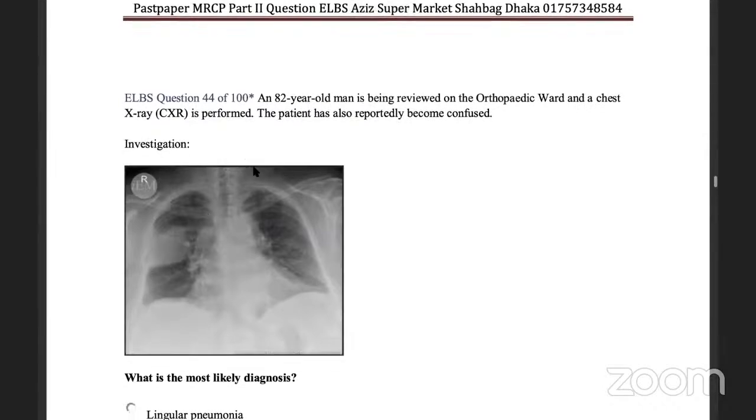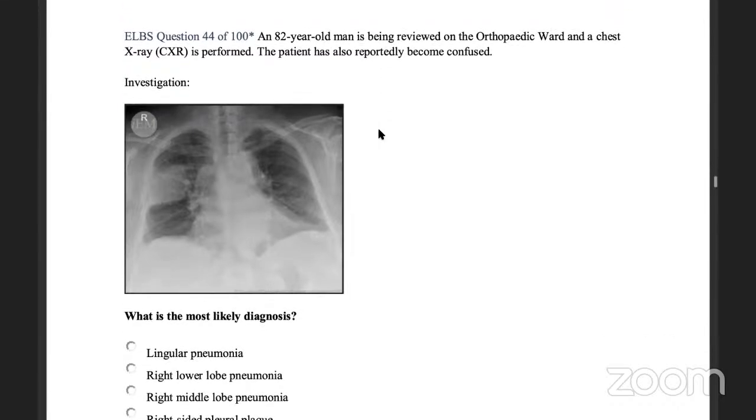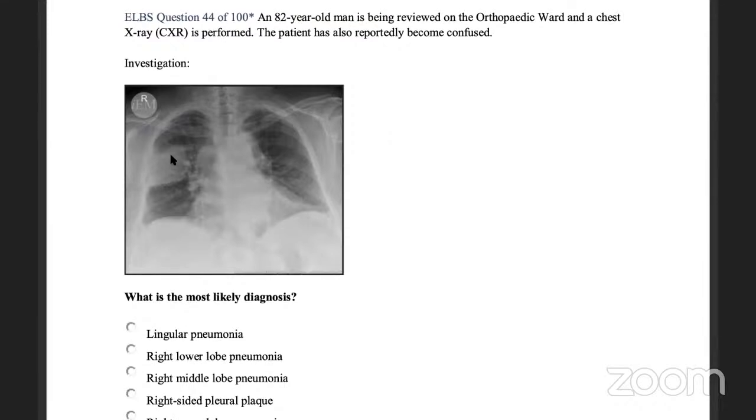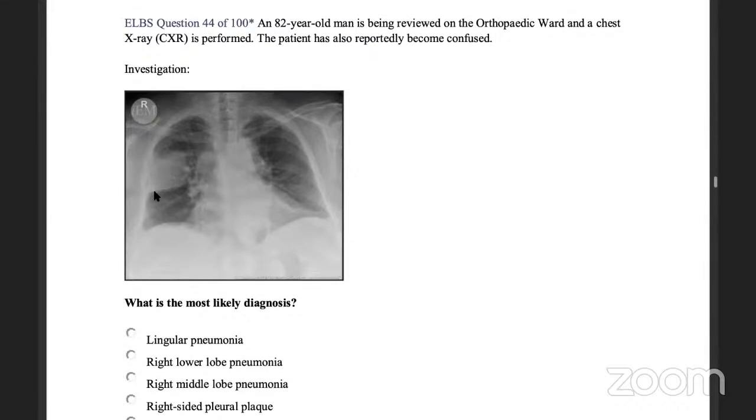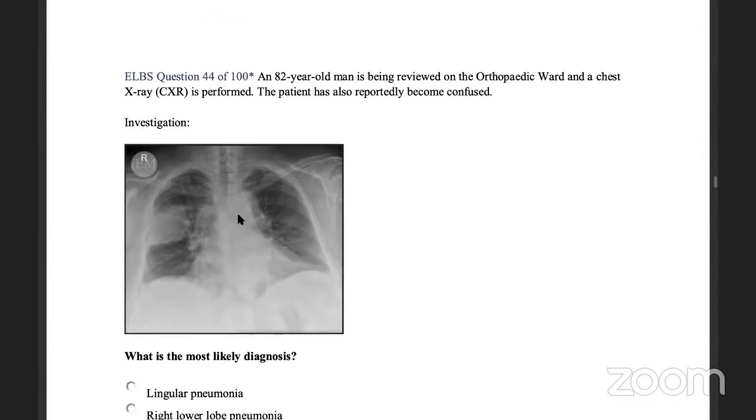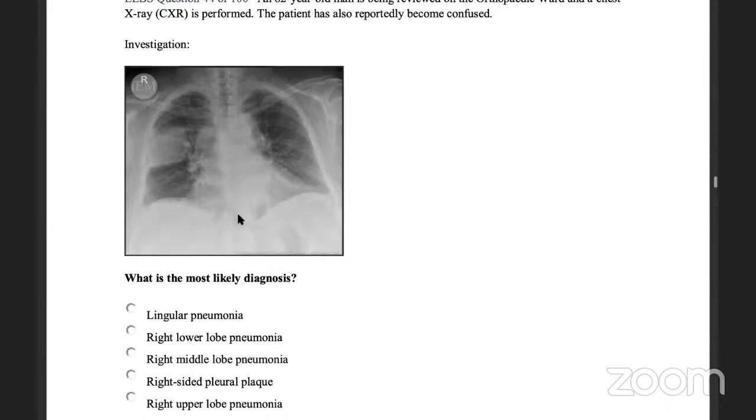This is a peripheral lesion, 82, orthopedic ward, and a chest x-ray performed. The patient is reported to have become confused. What is the most likely diagnosis? Upper lobe, yeah. So it's not upper lobe. Yeah, this is the upper lobe, this margin; below this margin is the lower lobe. Okay, so lingular pneumonia, right upper lobe pneumonia.